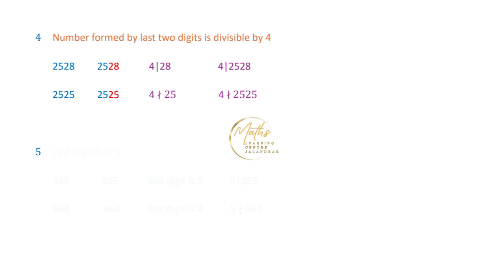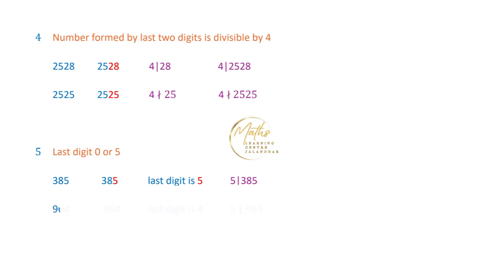Next is divisibility with the number 5. A given number will be divisible by 5, or we are saying 5 will divide the given number, if the last digit is 0 or 5. We consider the example. Suppose the number 385 is given and we want to check whether 5 divides 385. The last digit is 5, so it is one of these two digits, either 0 or 5. So we obtain that 5 divides 385.